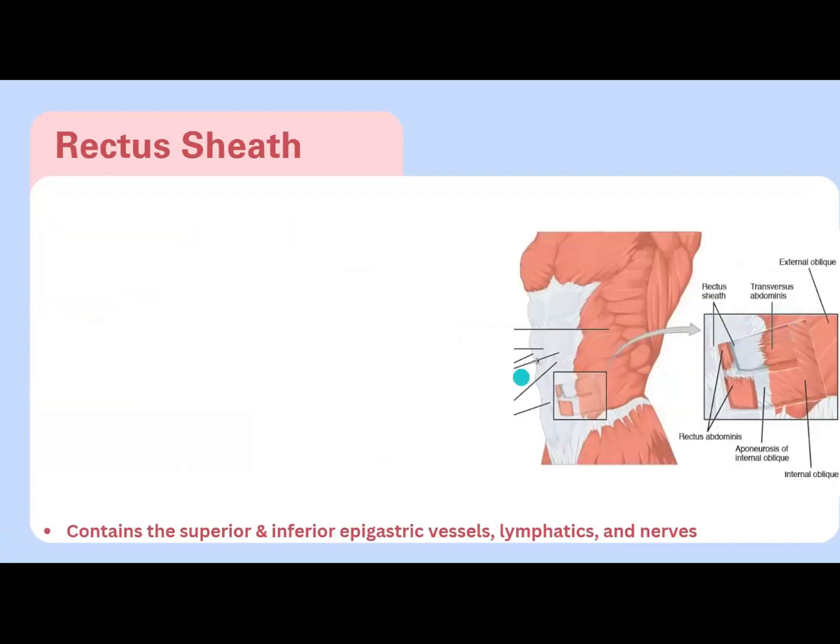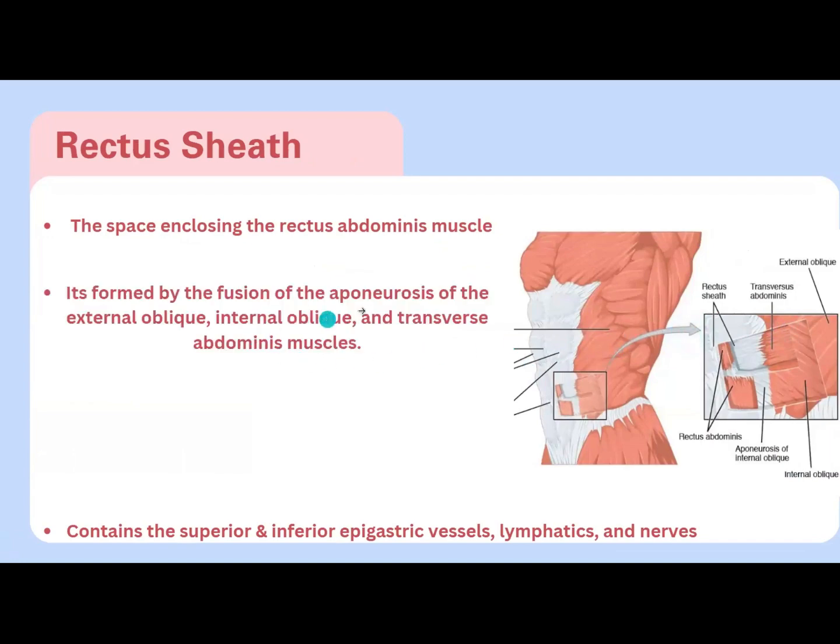Okay? Now, what is the rectus sheath? It is the space that encloses the rectus abdominis. It's basically covering it. What is it formed by? It's formed by the fusion of the aponeuroses of the external oblique, internal oblique, and transverse abdominis. So what makes up the rectus sheath? All three of the aponeuroses of the muscles. Okay, it is separated into anterior and posterior rectus sheath. And do you guys know where it ends? The posterior sheath. Where does it end?